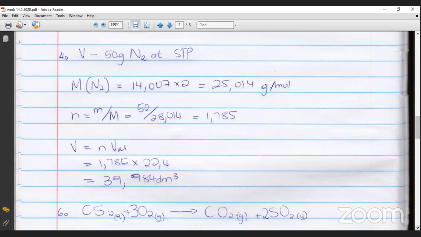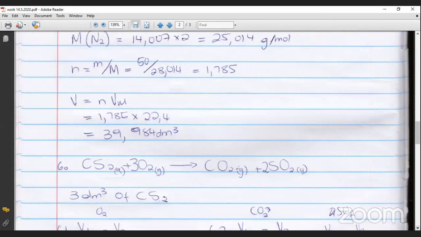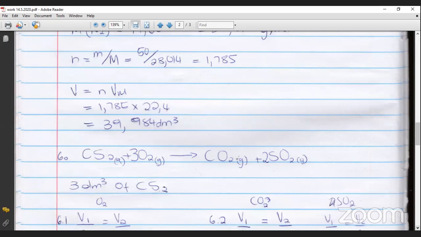Number 6, they say carbon disulfide combusts in oxygen according to the following unbalanced equation. If you're looking at the problem, the unbalanced equation is CS2 plus O2 gives you CO2 plus SO2. Whenever you solve a question where you are given an equation of this kind, first thing you do is make sure that it's balanced. So if you can see here, I've balanced it out. I've added this 3 and this 2 on the equation.